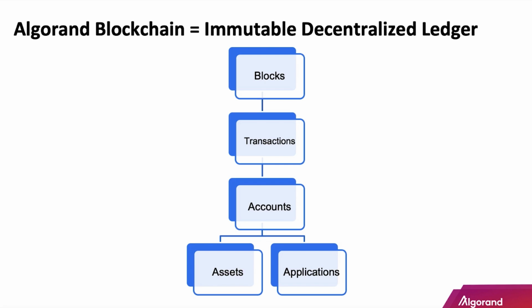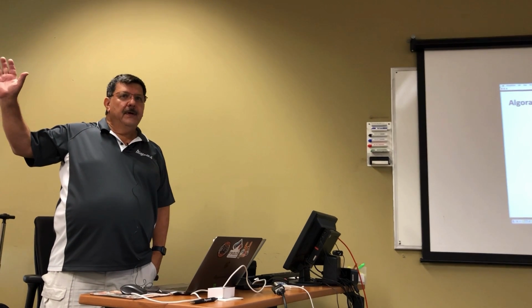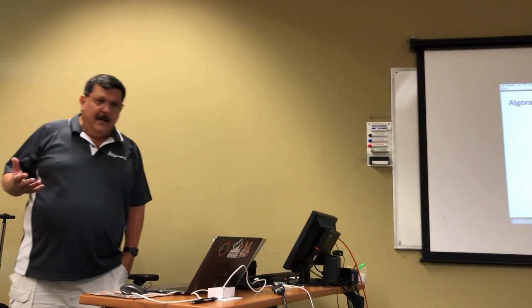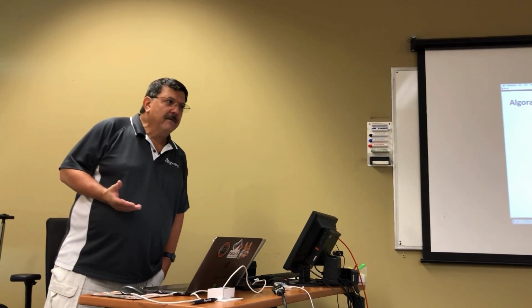Also, the Algorand blockchain is really just an immutable, distributed, decentralized ledger. Who here is fairly new to blockchain? Show of hands. A good number of you. Okay, so the makeup of this is very, very simple. There's only 5 record types.